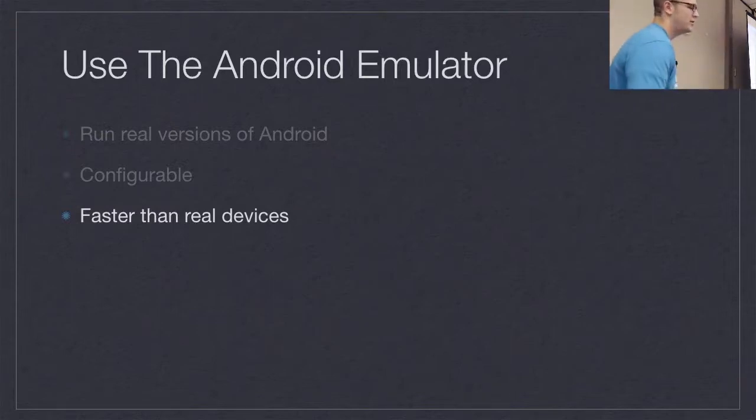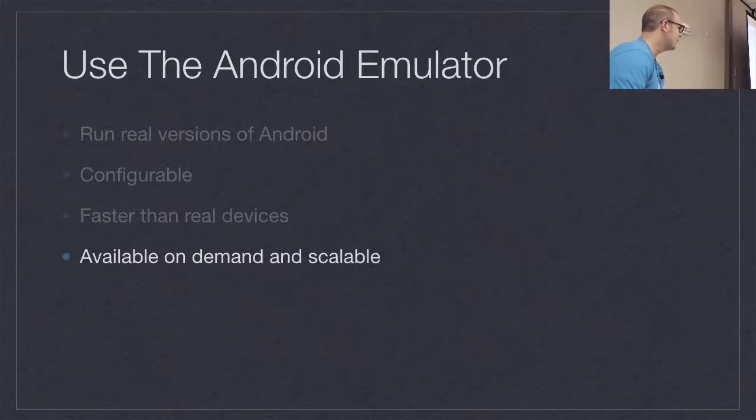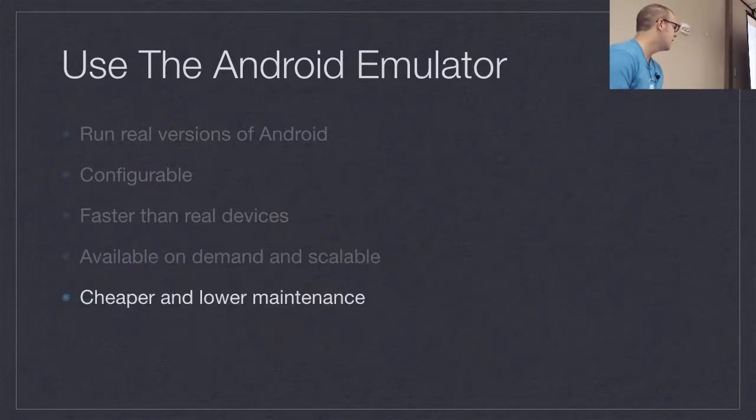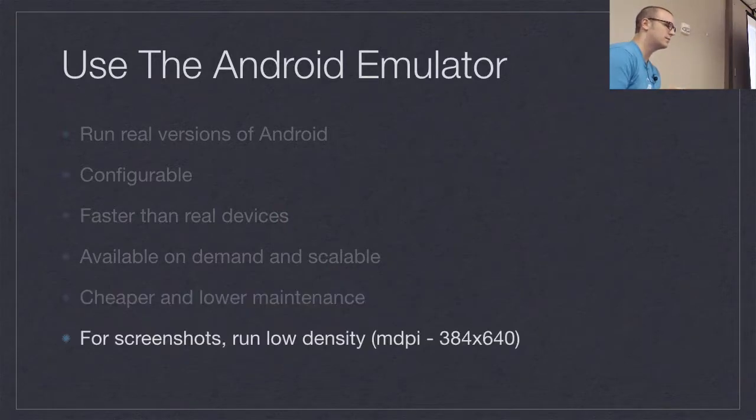You can get all the processing power out of your computer, but then you don't have to run it on your real device. So it's a little bit faster that way. It's available on demand and scalable. So in continuous integration, you can run as much of this as you possibly want. And it's cheaper and lower maintenance because you don't have to buy all these devices and have them ready and available. Also, for screenshots, what I recommend is running on low density MDPI devices. I recommend this because every screenshot you take is a large footprint, right? You usually think it's like a meg, but if you do it on a really low density device, it'll actually be like 30K. So you can take a lot of them and it's not a big deal.